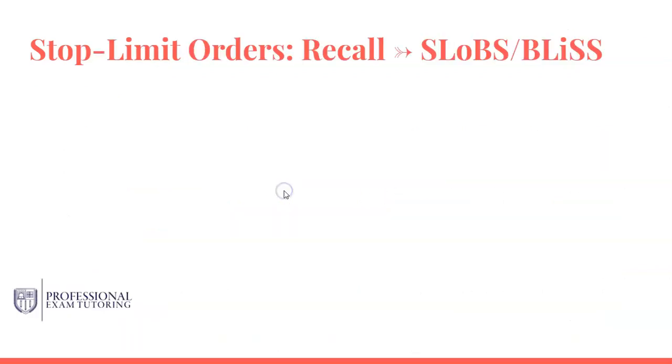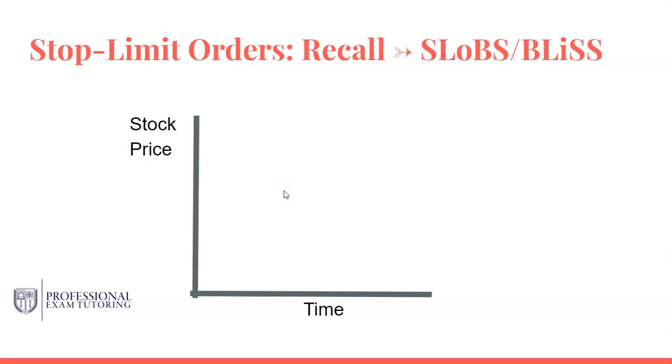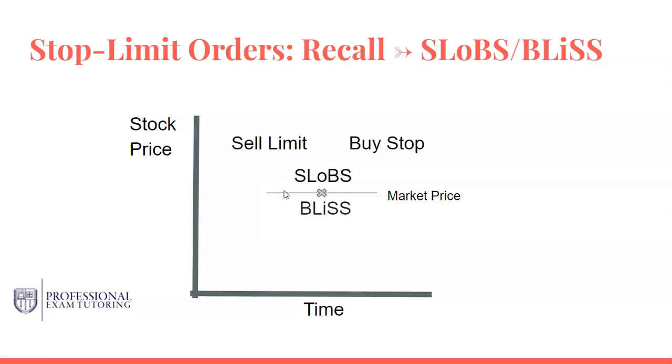Okay, moving right along. Now let's get into stop limit orders. So a quick reminder, the SLOBS over BLISS acronym is a very important acronym to remember for this section. For those of you that don't remember, let's take a quick trip down memory lane. The market price is the part in the middle between the SLOBS and BLISS acronym. SLOBS is on top, SLOBS over BLISS, remember, SLOBS being sell limit or buy stop, and then BLISS being buy limit or sell stop.